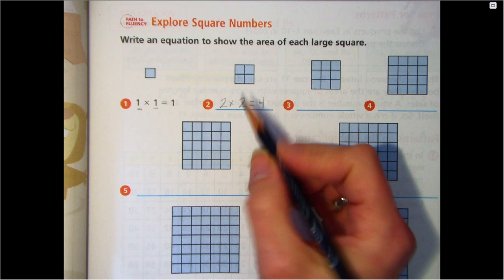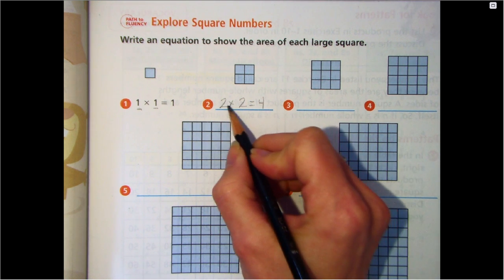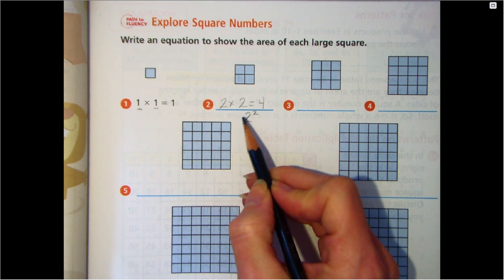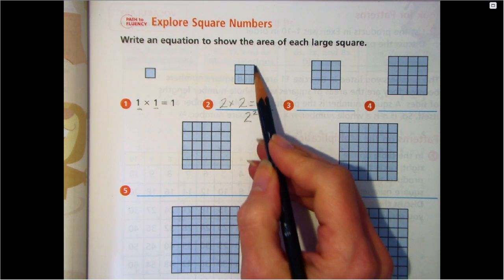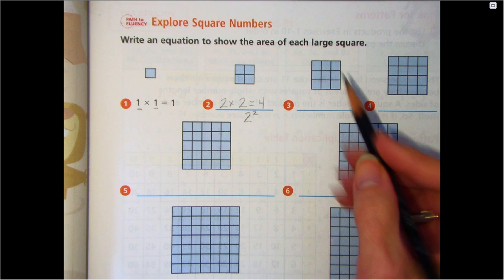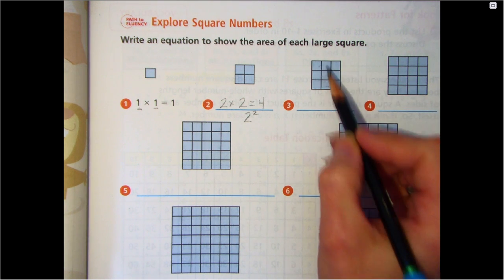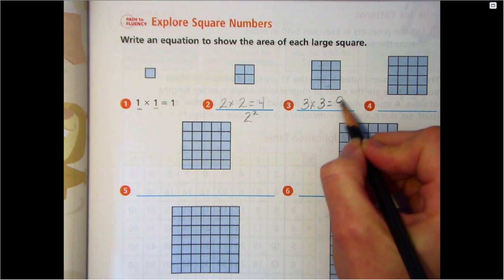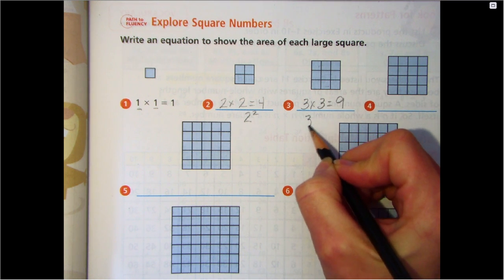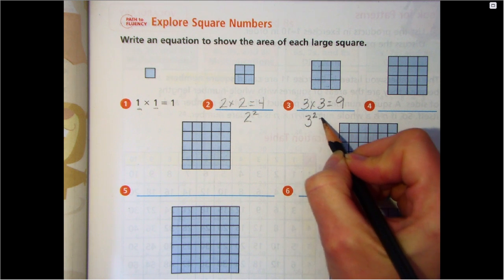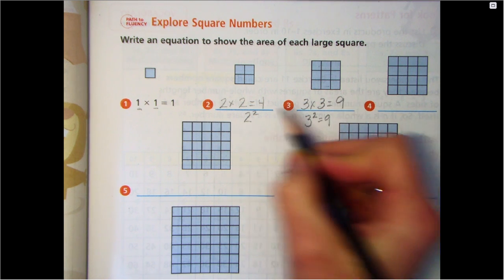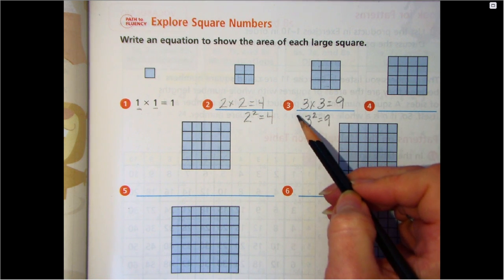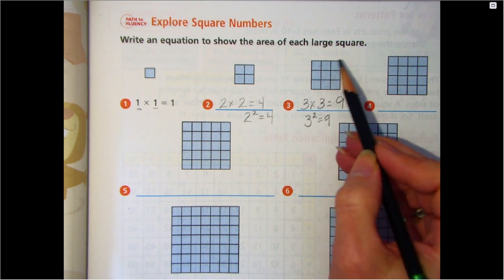You also learned that a different way is to write the factor and then with a little tiny 2 above. That means 2 squared. Here is 2 squared. 3 rows of 3. Add them all together, you get 9. We could also write that as 3 squared equals 9. Okay, so you're learning that when both of the factors are the same, it makes the shape of a square.